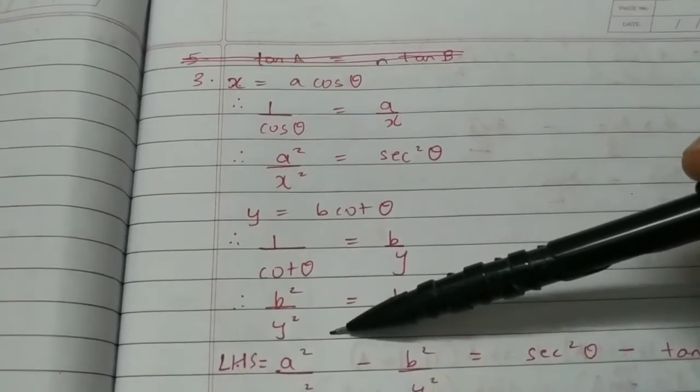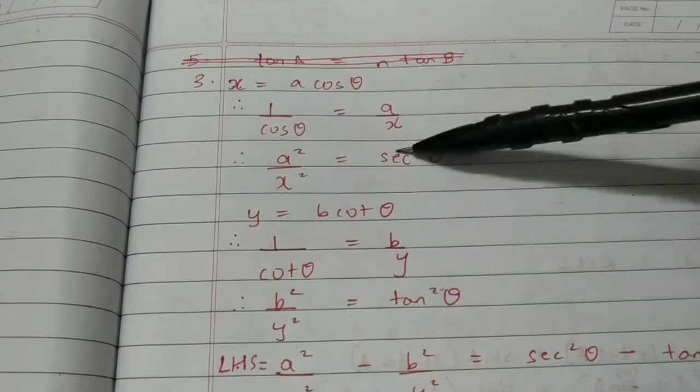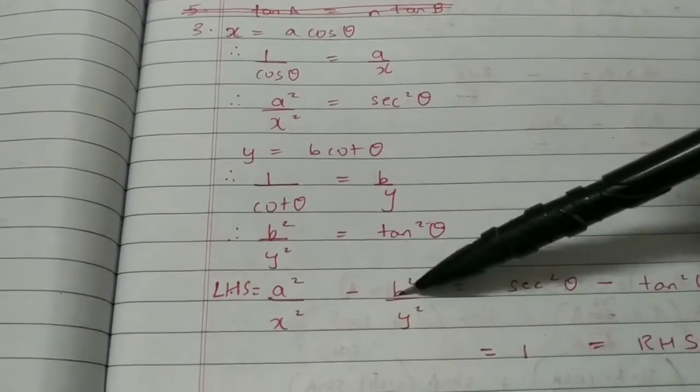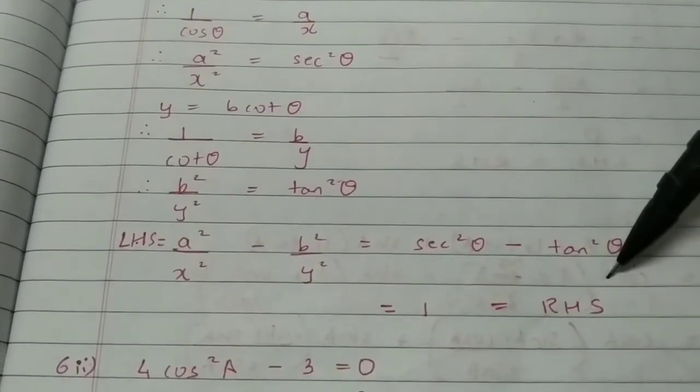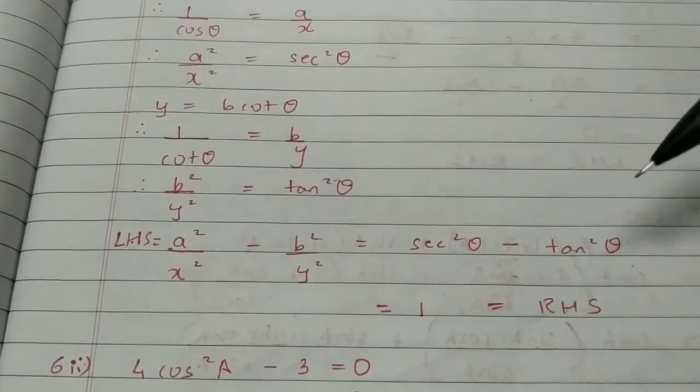Similarly, solve and get the value of b square upon y square. And now we can use these values. We start with the LHS, we substitute the values, and this is a formula, an identity. So that's the RHS. Next, 6.2.